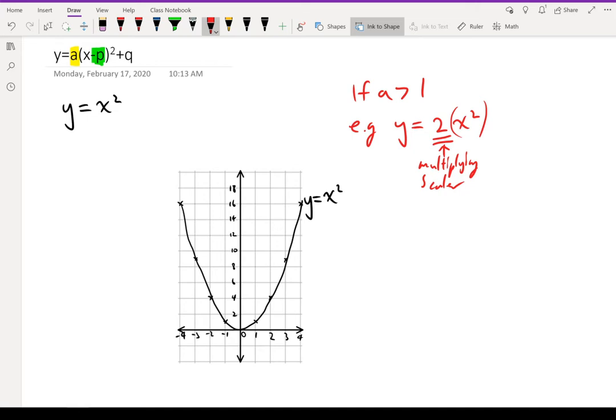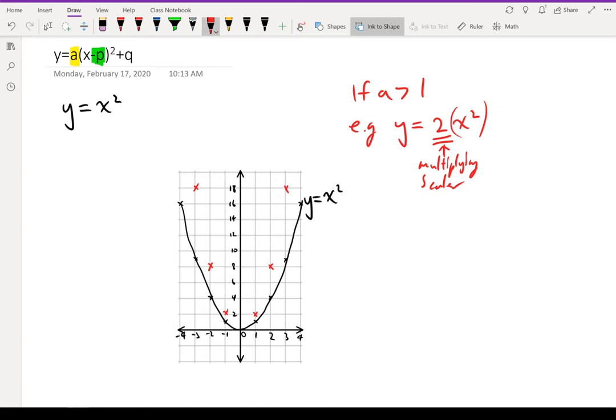If I look at my graph, I have y equals x squared over here. 1 will now become 2. If I put in 2 for x, it becomes 2 squared, which is 4. 4 doubled becomes 8, so 2 will be at 8. Then 3 squared is 9, and 9 doubled is 18, so at 3 it will become 18. And same for the negative side: negative 1, 2; negative 2, 8; and negative 3, 18.